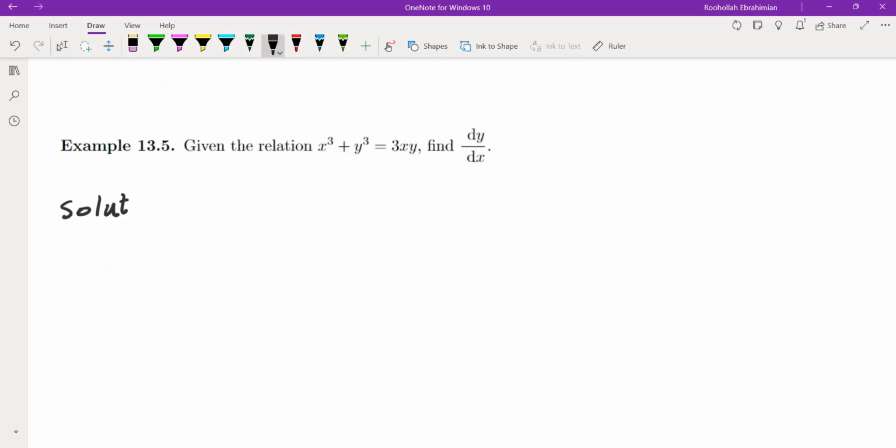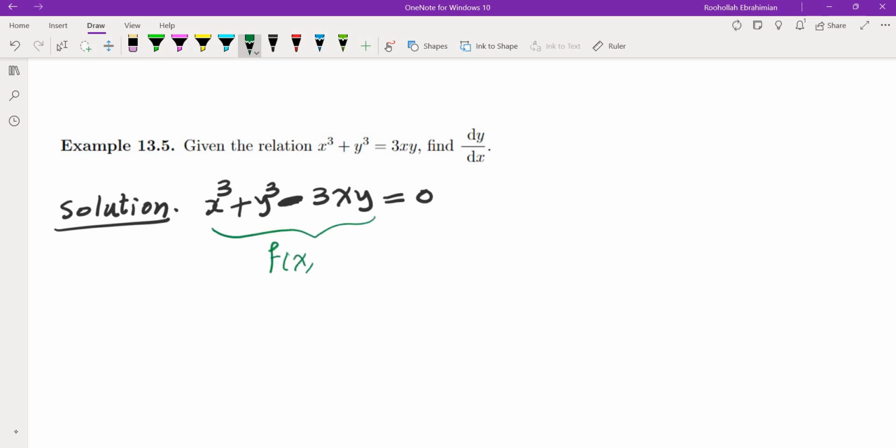So let's do an example on this. Given the relation, x cubed plus y cubed, we want to find the derivative of y with respect to x. So if we write this equality in this form, minus 3xy equals 0, this would be our implicit relation. The expression on the left is our f of x, y.